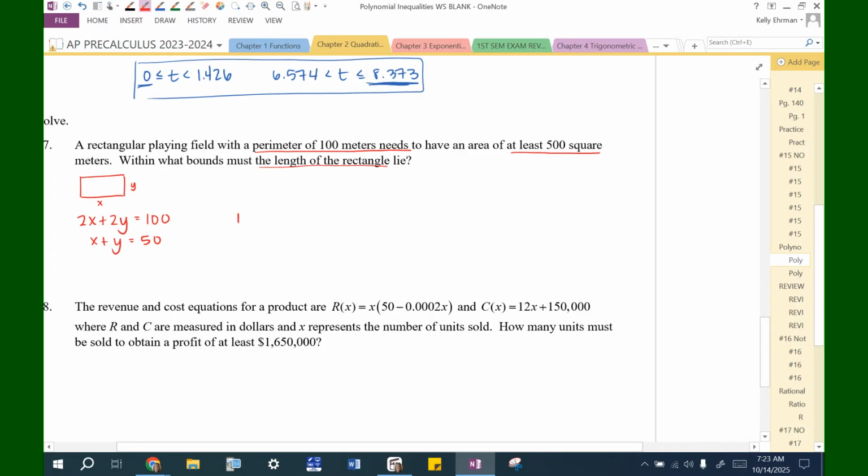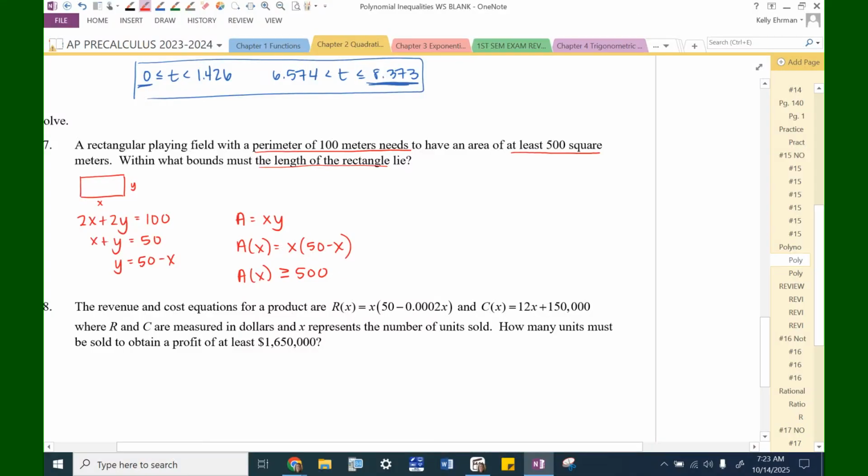And we're talking about area, which is normally x times y, but we don't want to have two variables here. So let's make this a function of x, meaning solve your perimeter equation for y. And now I can say A of x equals x times (50 minus x). Within what bounds must the length of the rectangle lie to have an area of at least 500 square meters? So we want A of x to be greater than or equal to 500.